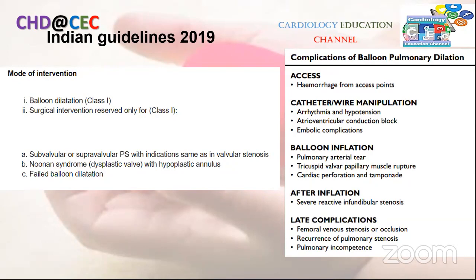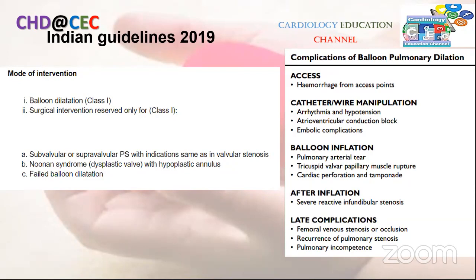This is a summary of complications of balloon pulmonary dilatation. As Khalid mentioned, the access: hemorrhage from the access point, if you cross from the vein to the artery, or if you injure the artery while getting the access. Catheter or wire manipulation may lead to arrhythmia and hypotension, because some babies get into SVT or heart block, or atrial arrhythmias while manipulating the wires.